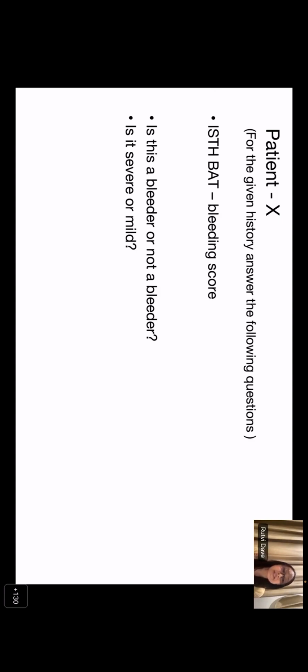So now for each of these cases, I want you to calculate the BAT score. And based on that, you have to tell me whether the patient is a bleeder or non-bleeder, severe or mild, whether it's a primary hemostatic defect or a secondary hemostatic defect, whether it's inherited or acquired. If inherited, what is the mode of inheritance? And finally, what is the likely diagnosis? Okay, so we start with patient A.